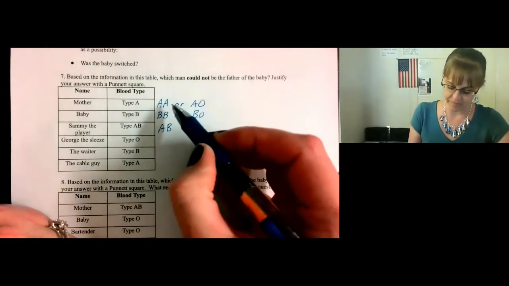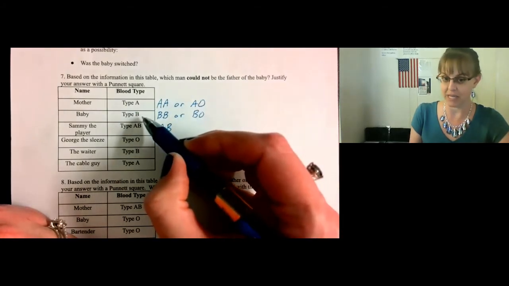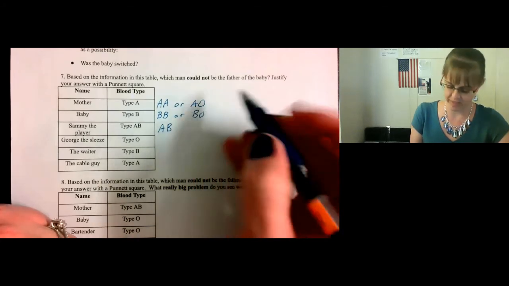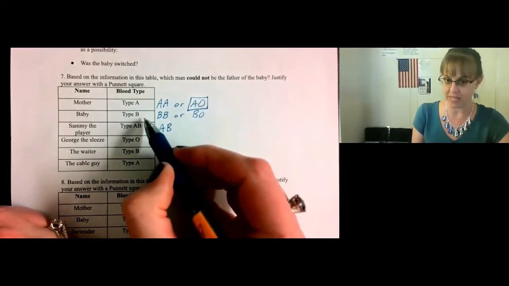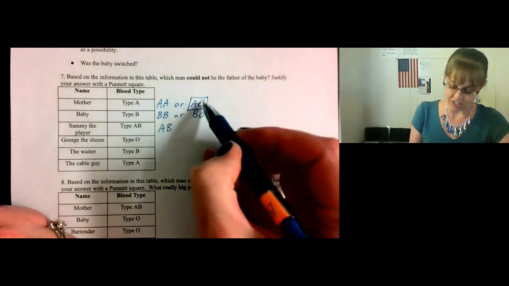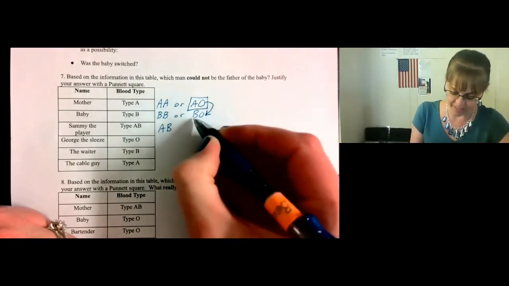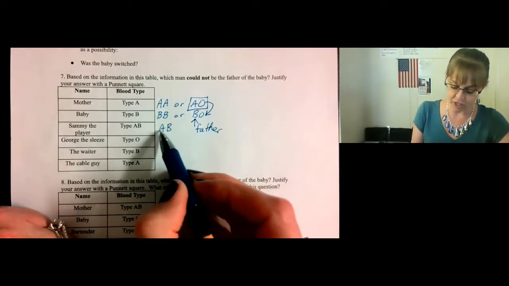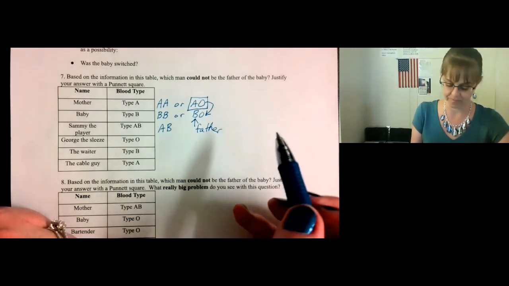First, let's look at the mother. If she passes on A, that baby would not be blood type B. So she must have passed on the O. She has to be type AO if her baby is type B. And she had to pass on the O. Therefore, the father passed on the B, whoever the father was. So Sammy the player could have passed on an A or a B, so he could be the father.